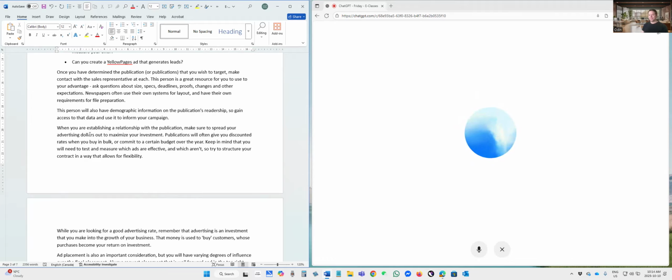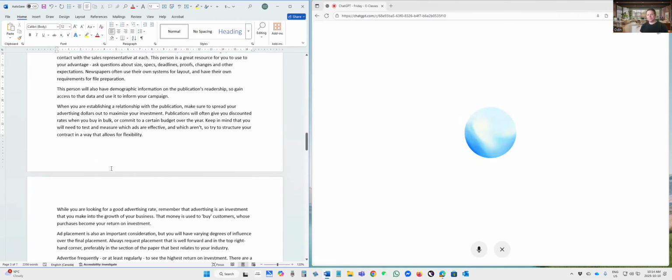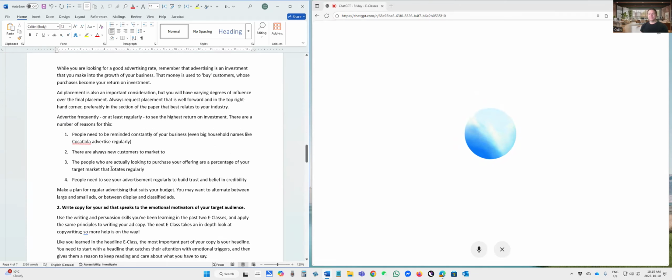Keep in mind that you will need to test and measure which ads are effective and which aren't. So try to structure your contract in a way that allows for flexibility. While you are looking for a good advertising rate, remember that advertising is an investment that you make into the growth of your business. That money is used to buy customers whose purchases become your return on investment.